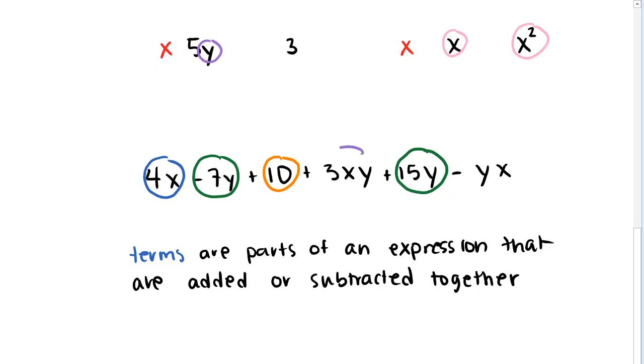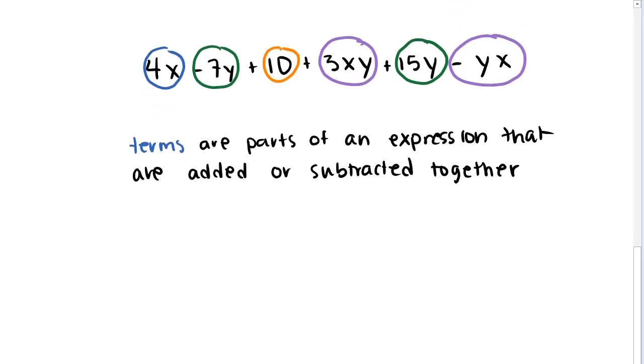Here, this 3xy, are there any like terms with this one? Well, there's this minus yx that, although it's in a different order, has the same variable factors, y and x, and only one of each. So these are like terms.